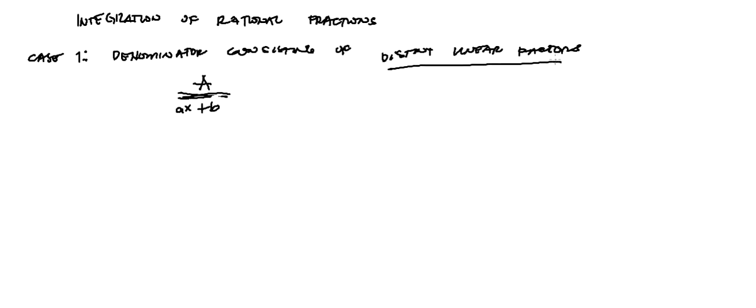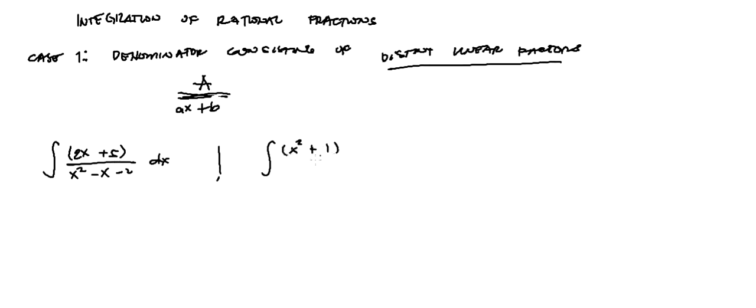Okay. So last time we solved the integral of (2x + 5) all over (x squared minus x minus 2) dx, right? So this time we're going to evaluate the integral of (x squared plus 1) all over (x squared minus 1) dx.